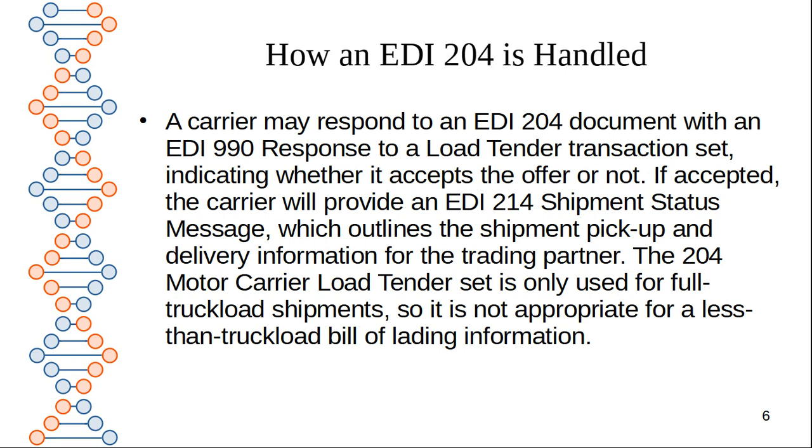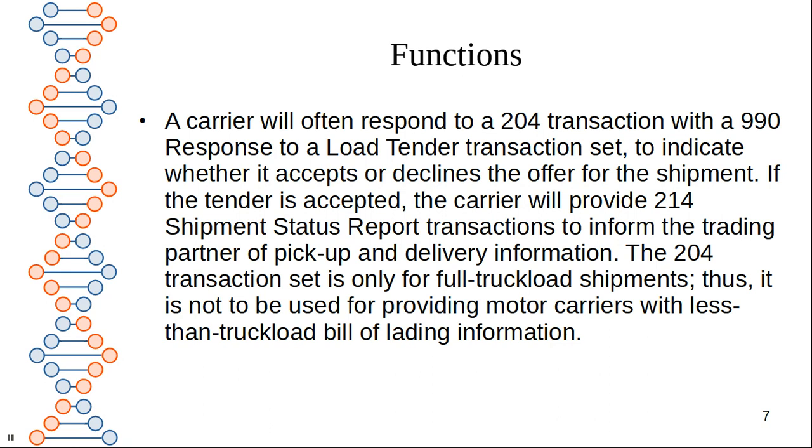How an EDI 204 is handled. A carrier may respond to an EDI 204 document with an EDI 990 response to a load tender transaction set, indicating whether it accepts the offer or not. If it's accepted, the carrier will provide an EDI 214 shipment status message, which outlines the shipment pickup and delivery information for the trading partner. The 204 motor carrier load tender set is only used for full truckload shipments. So it is not appropriate for less than truckload bill of lading information.